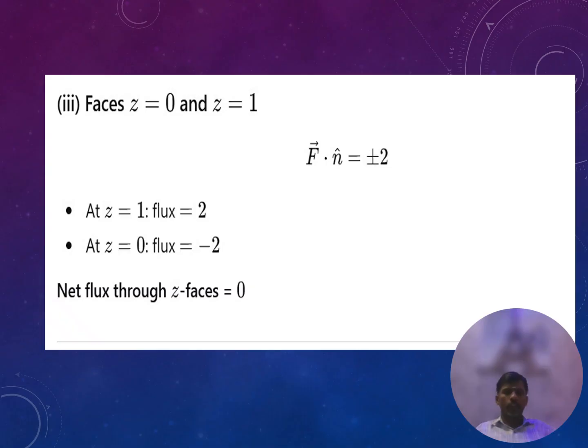Case 3, z equal to 0 and z equal to 1. Now F dot n cap is equal to 2 at z equal to 1, so the flux is equal to 2. At z equal to 0, the flux is equal to minus 2. Adding these two, the net flux is equal to 0.